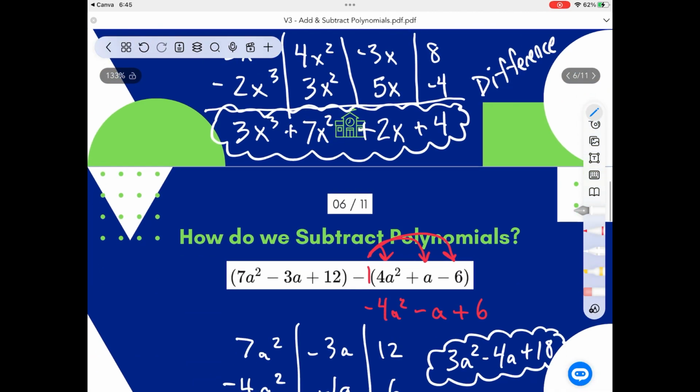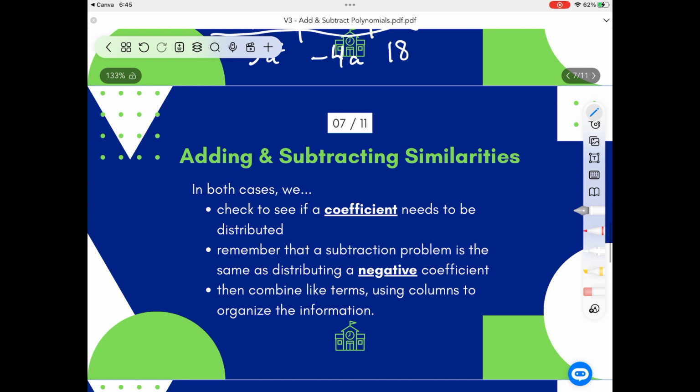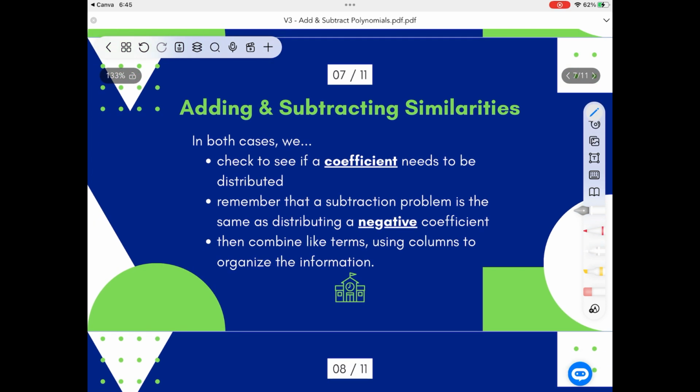And then in the subtraction problems, that looks like multiplying each of the second polynomial's terms by a negative 1 or by whatever other value is in front. If you ever see a minus 2 and then the parentheses, then you're just distributing a negative 2 instead of just a negative 1. But we always check to see if a coefficient needs to be distributed. Then, as we just said here, that subtraction problem is just like distributing a negative coefficient. If you don't see a number in front and just a minus, you can think of it as distributing negative 1.